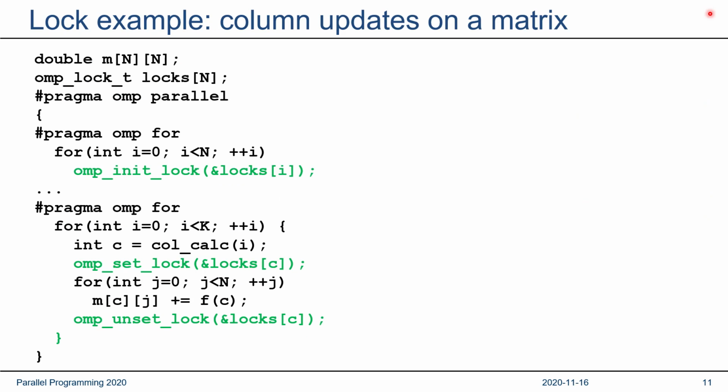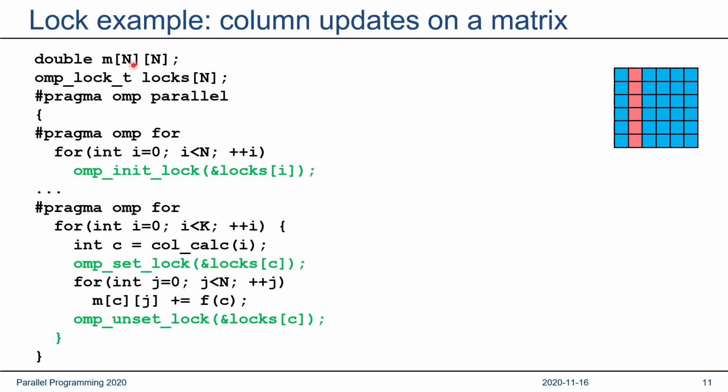Here's an example of how to use locks in a situation where atomics and also named critical regions will not do the trick. What we want to do is update the columns of a matrix. We have this matrix M, an n by n matrix. We set up an array of locks called locks, with data type omp_lock_t, so these are simple locks, also of length n. There's nothing in the syntax of the program that associates these locks with the matrix, but in our minds, each of these locks is associated with one column of the matrix.